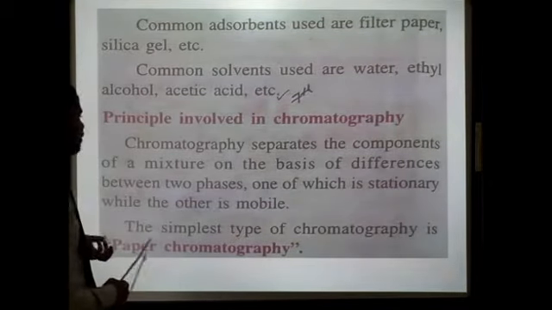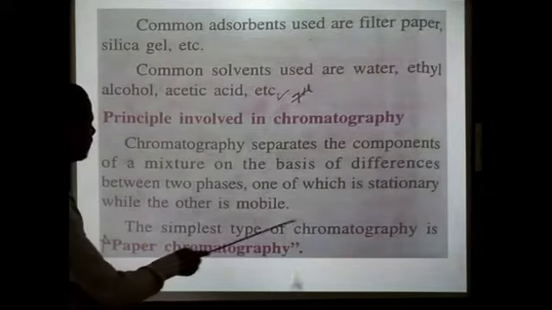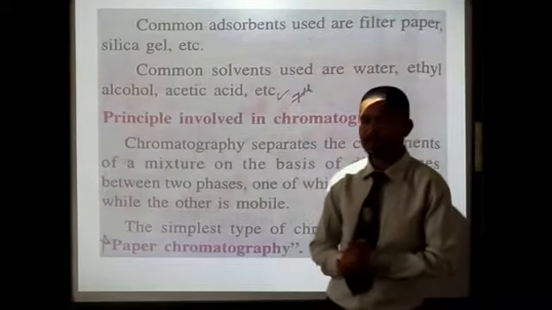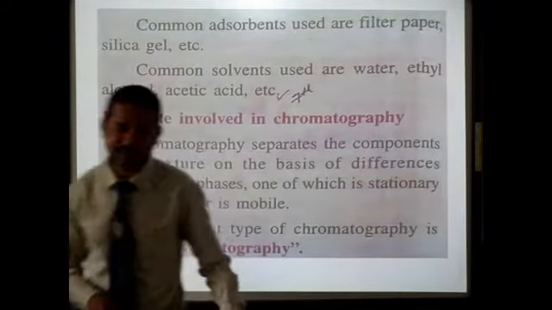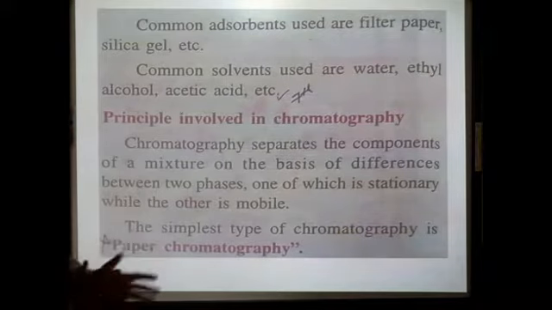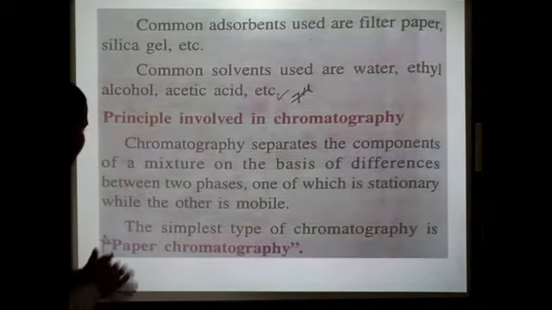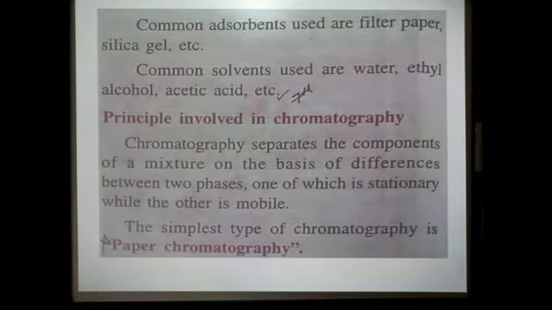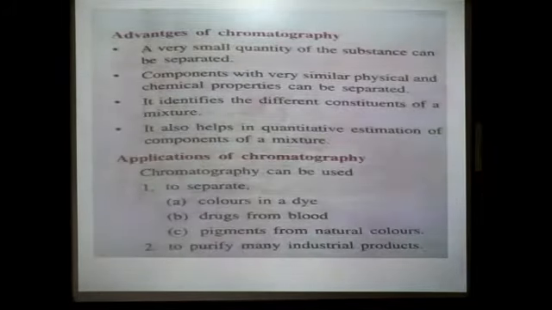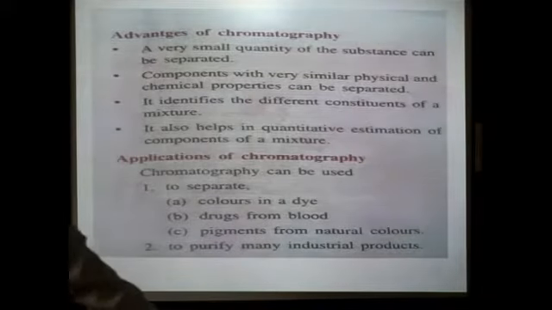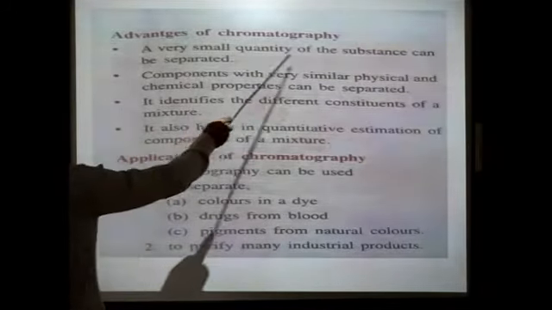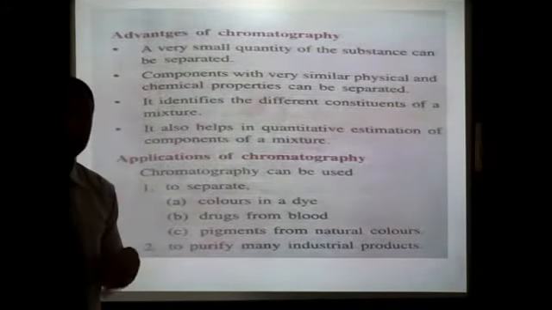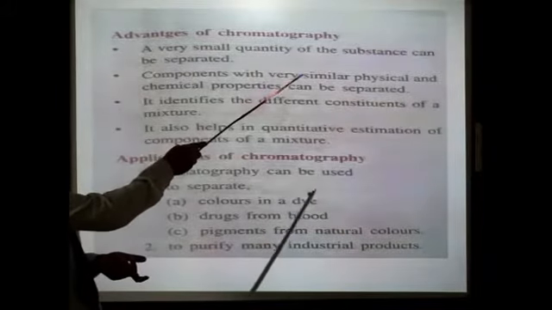The simplest type of chromatography is paper chromatography, and the details of how this works we will not do. You will do that in higher classes. So now today we'll see about the applications and advantages of chromatography. Advantages: a very small quantity of the substance can be separated. Even a trace amount of substance can be separated by using chromatography.